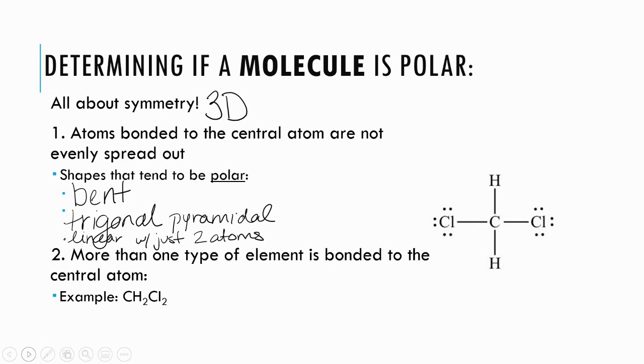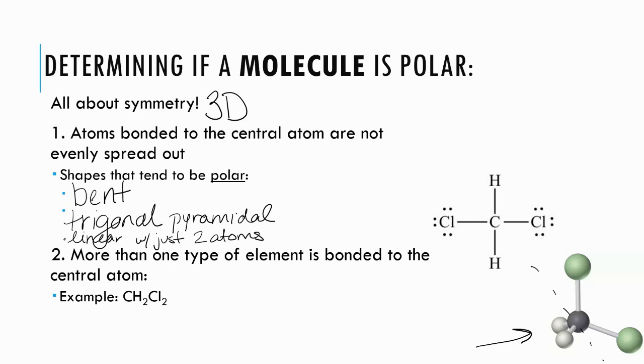So you can see this example, CH2Cl2, in the Lewis structure. It looks pretty symmetrical, right? But if I think about it in 3 dimensions, like we see here, we can see that the chlorines are on one side and the hydrogens are on the other side. That is not even and identical in that 3-dimensional space. So if I have more than one type of element around that central atom, it's always going to be polar.